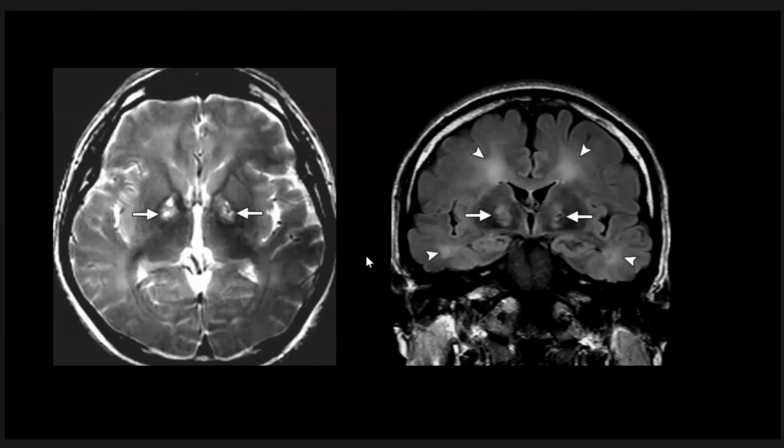As we see here in this patient with toxic poisoning of carbon monoxide, we have involvement of the medial aspect of the lentiform nucleus, globi pallidi bilaterally, and also involving the centrum semiovale, and this is the delayed changes.